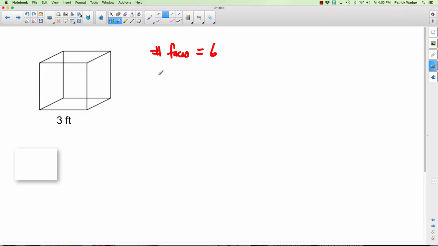Now my second question for you. How many of them are the same as each other, have the same size? Well, in a cube, which this is supposed to be a cube here, they're all the same. So we have 6 faces, all the same.